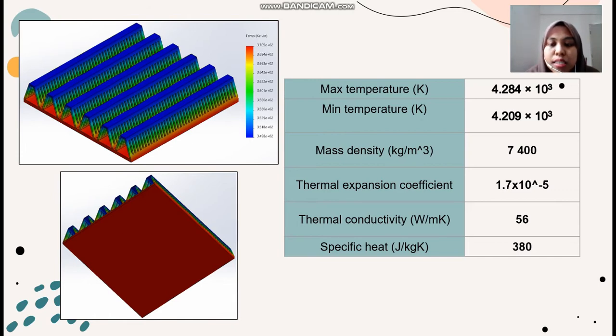The mass density is 7,400. The thermal expansion coefficient is 1.7 times 10 to the power of -5, and the thermal conductivity is 56. The specific heat of this plate is 380 joule per kilogram Kelvin. I think that's it from me.